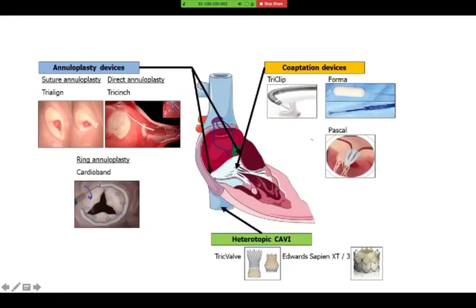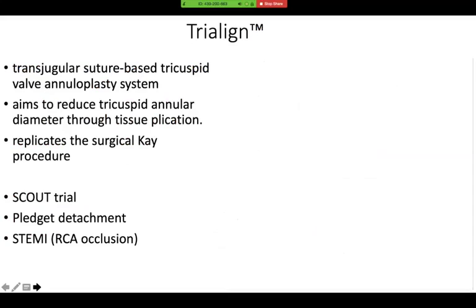Or if both these techniques fail, then you can also deploy a bioprosthetic valve into the tricuspid position to reduce the TI, just like how we deploy for aortic stenosis. So let us go through each of them one by one.